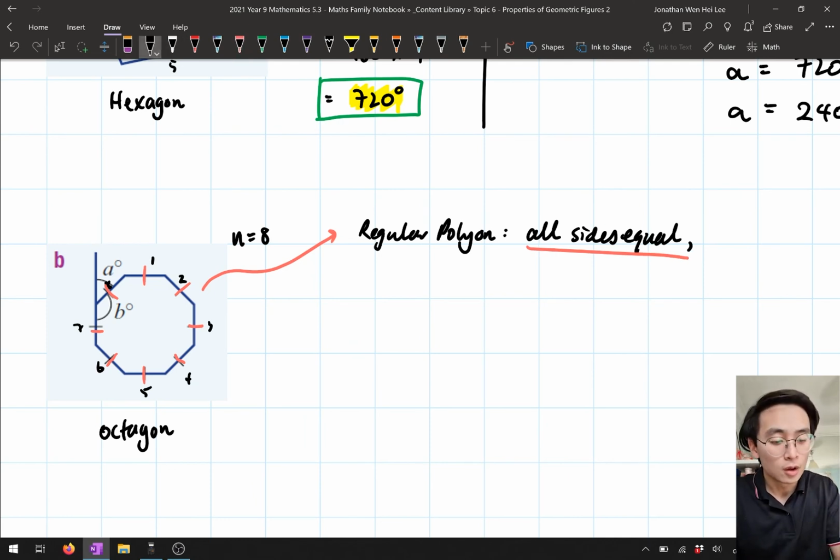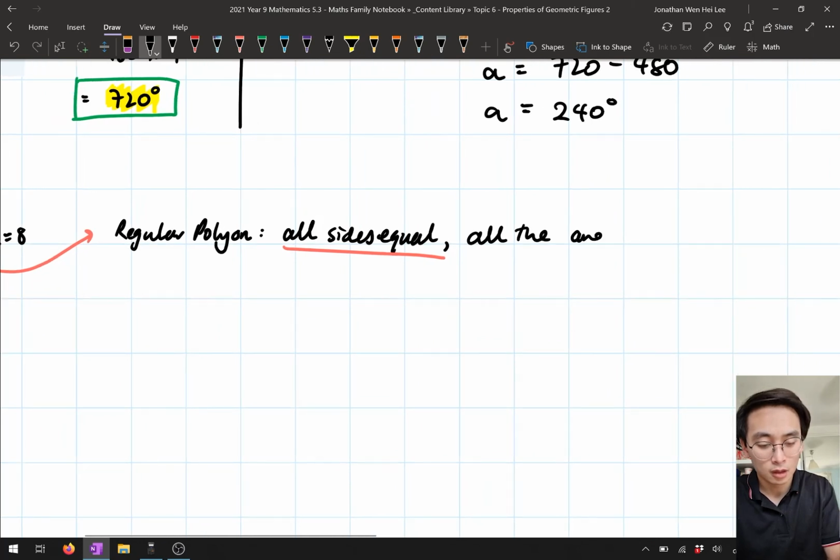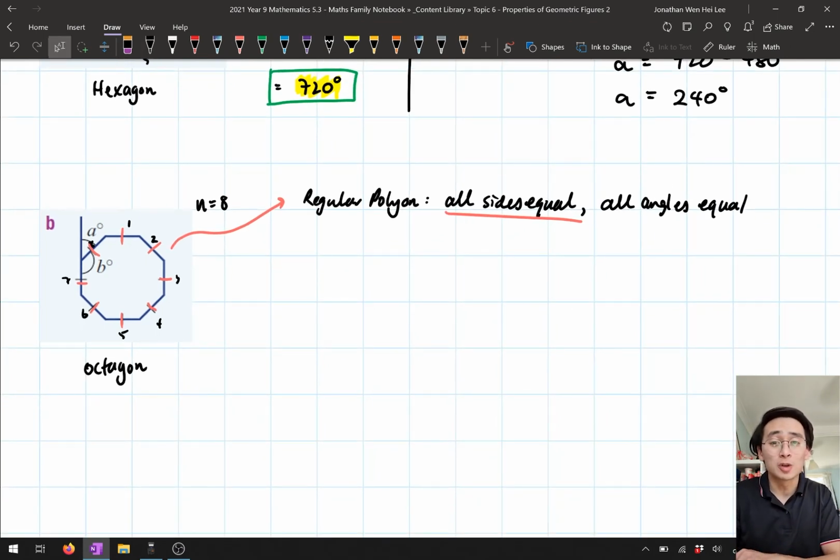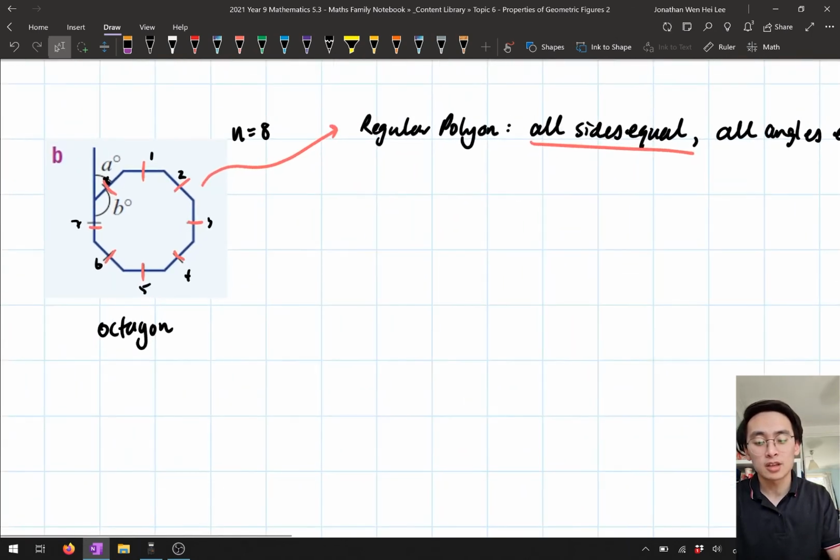And because of that, all the angles will be equal. All angles equal. Let me just write it like that. And so if we want to find the angle inside a regular polygon, all we need to do is divide the angle sum by however many angles there are. So let's have a go at this.